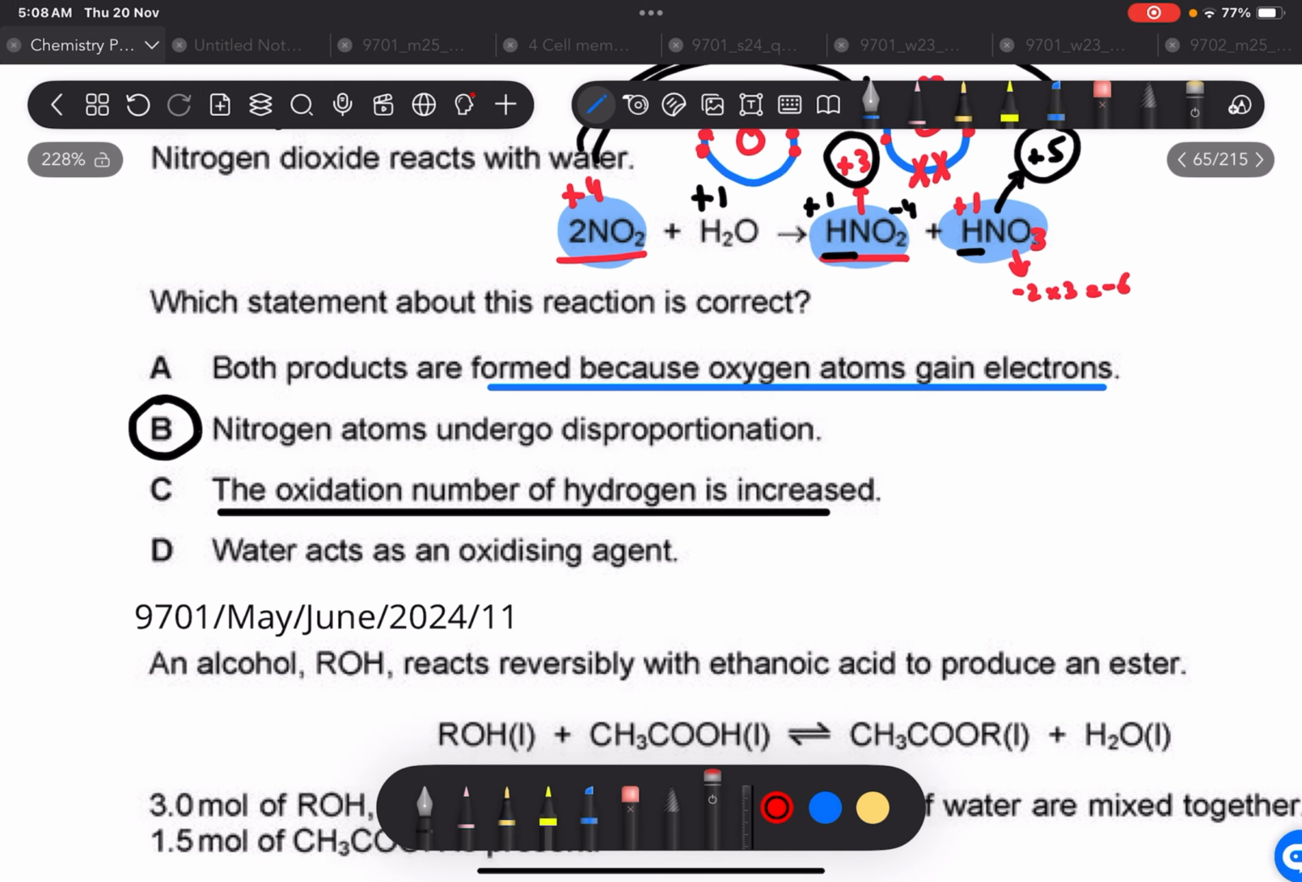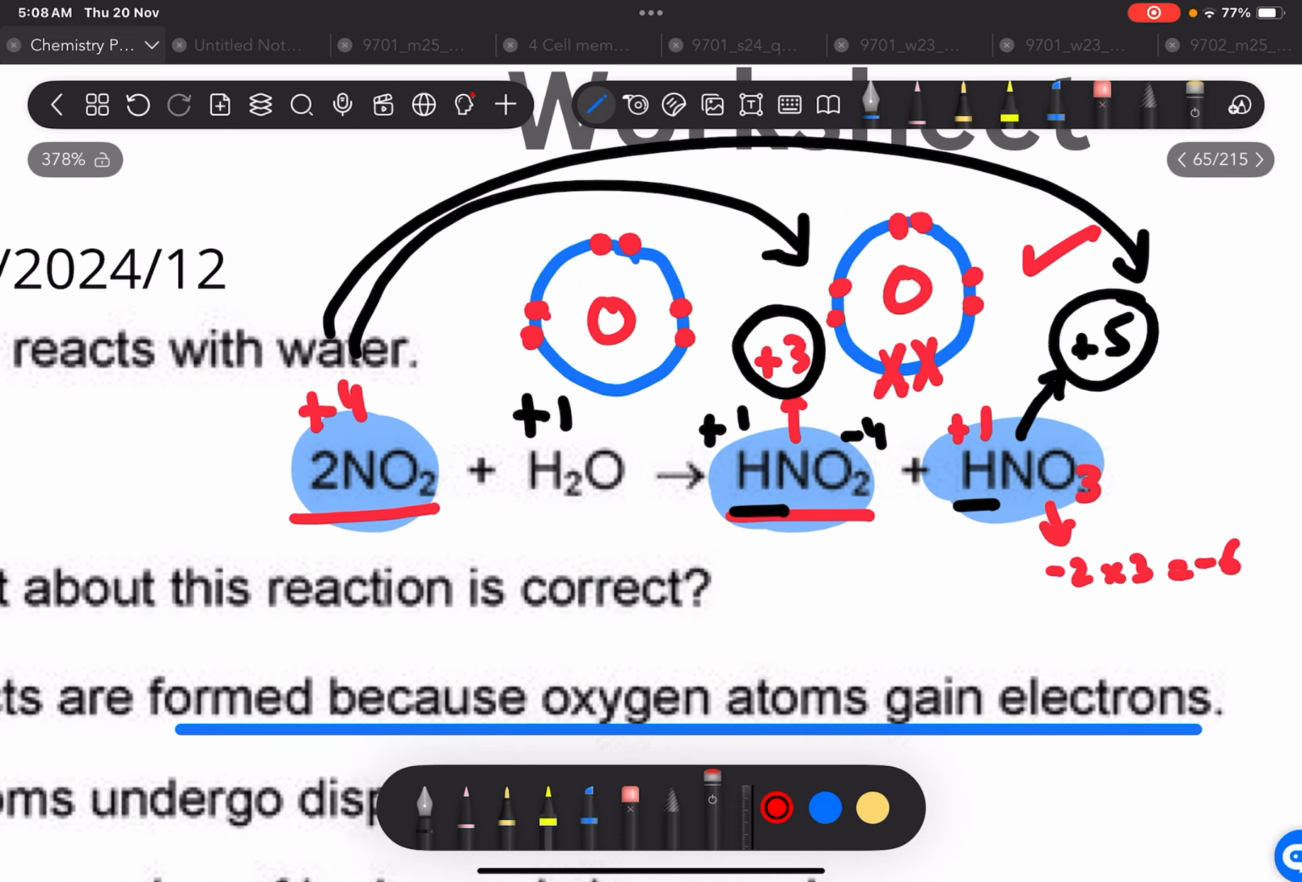Okay? Water acts as an oxidizing agent. Okay, if water acts as an oxidizing agent, it has to be reduced itself, right? It has to be reduced itself. But the oxidation state of hydrogen over here is a +1. For oxygen, it's a -2, right? For oxygen, it's -2. +1 and this -2, they need to be reduced, because in an oxidizing agent, what happens is that it makes the other substance lose electrons, and it itself gains electrons, and itself is reduced.